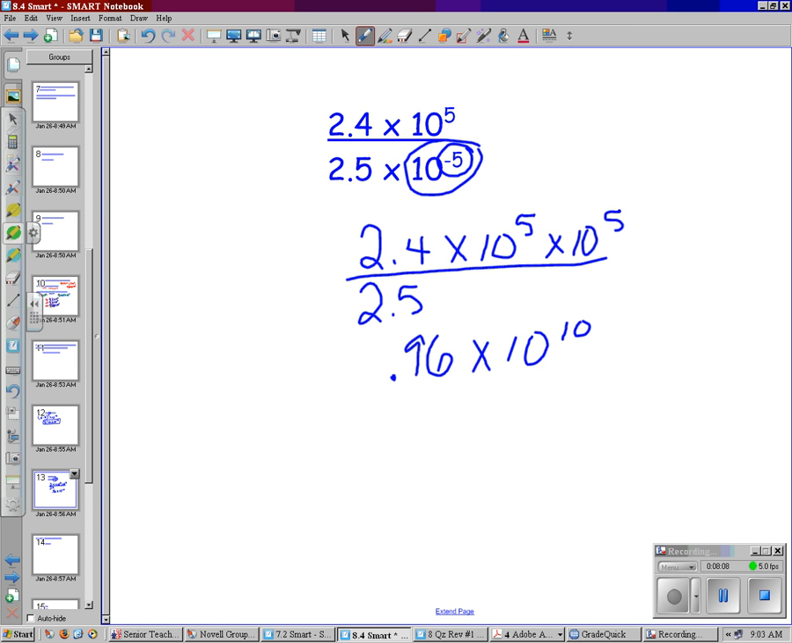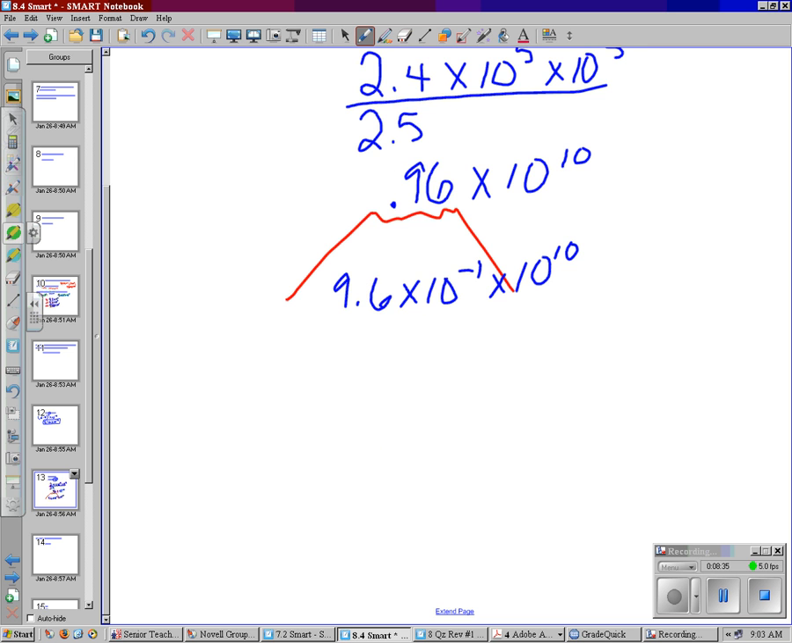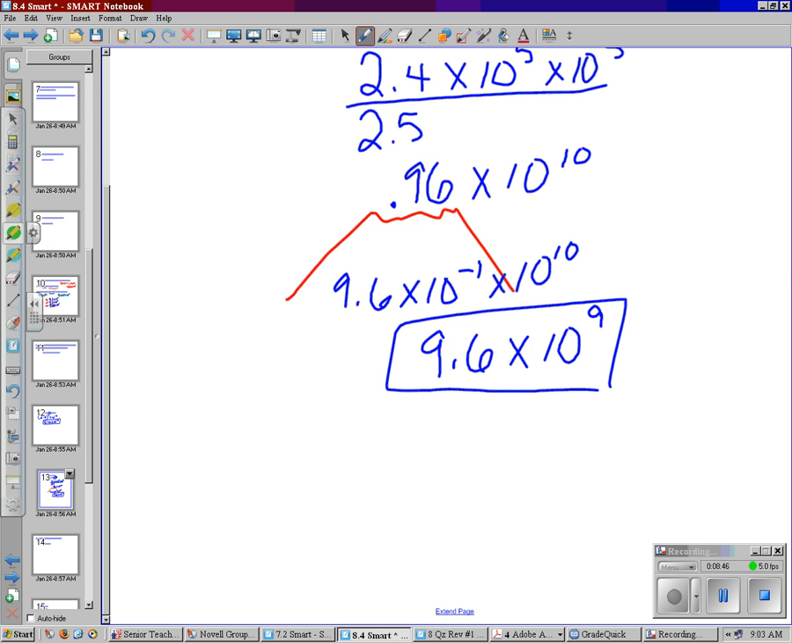No. All right, now remember what we talked about yesterday. We're going to look at just this number and write it in scientific notation. Just that number. Evan. 9.6 times 10 to the negative first. And then I'm going to attach the other times 10 to the 10th. What should we do to the exponents? Add them together. So class, negative 1 plus 10 is? 9. So we're going to have 9.6 times 10 to the 9th. This is our final answer.